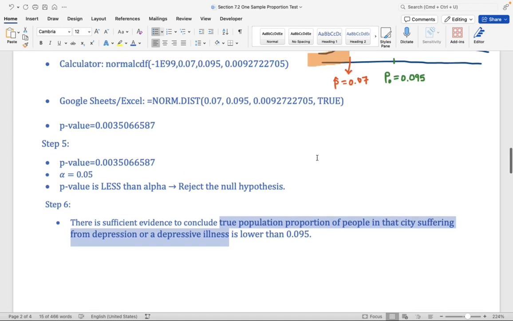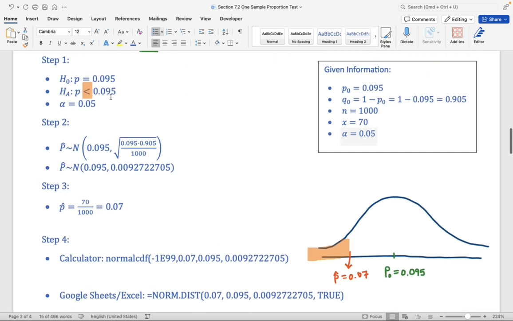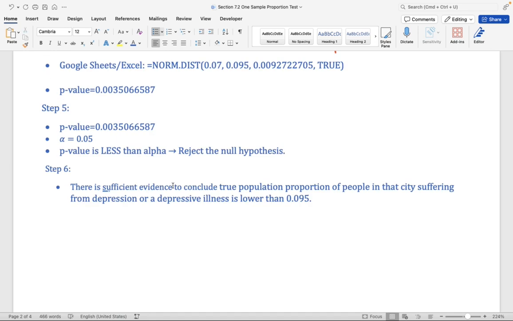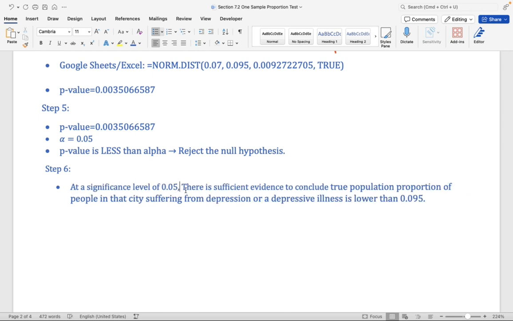In other words, we have sufficient evidence to conclude that p is less than 0.095. Notice here, I'm describing that we found sufficient evidence to conclude the alternative hypothesis, and I'm also taking the time to describe the null hypothesis using the context of the situation. Now that I think about it, we should be adding the significance level here. At a significance level of 0.05, there is sufficient evidence to conclude the alternative hypothesis.